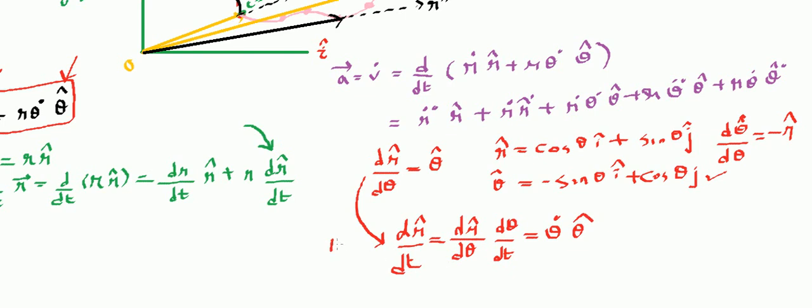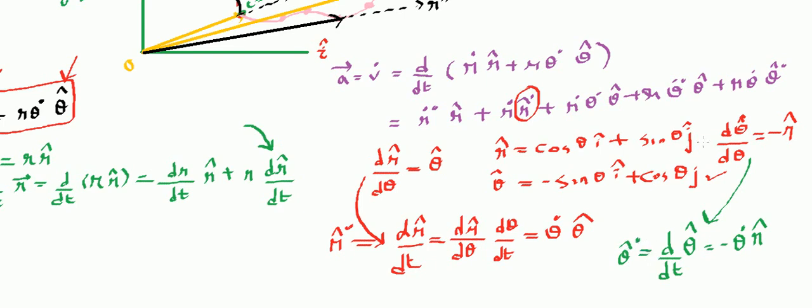So for r cap dot, instead of r cap dot, what can you write? Theta dot theta cap. So in terms like here, you're going to replace it in this way. How about this? What happens to the time derivative of theta cap? The time derivative of theta cap will be found out to be minus theta dot into r cap. So this is my theta cap dot. So let's see where my theta cap dot comes. Here.